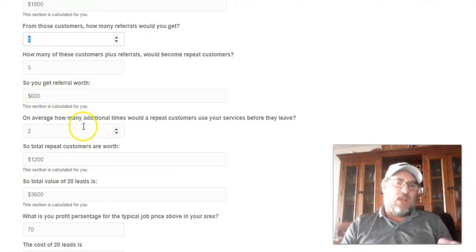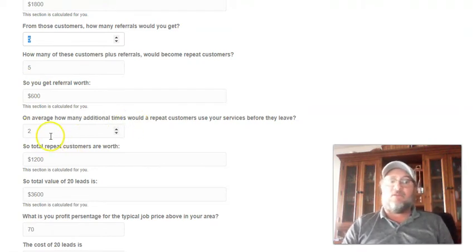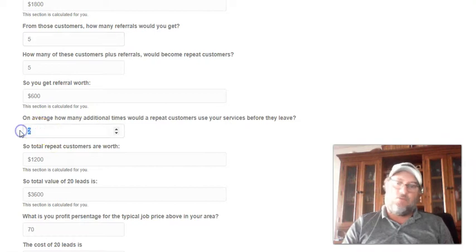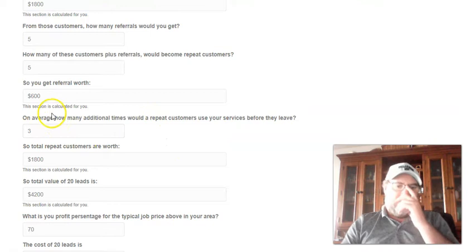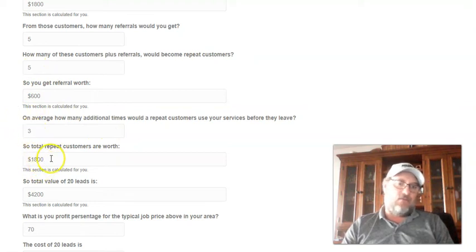On average, how many additional times would these repeat customers come back to you? Now, a lot of people tell me 3 or 4. Some people actually tell me 5 or 6, but let's go with either 2 or 3. Let's go with 3 because that seems to be about the most common answer. So the total repeat customers, these 5 customers coming back 3 times each at $120, is $1,800.